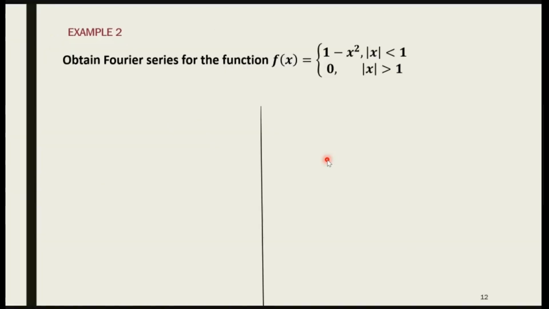Next problem. Obtain the Fourier series for the function f of x is equal to 1 minus x square, mod x less than 1, is equal to 0, mod x greater than 1.